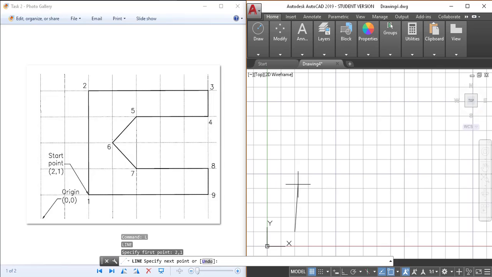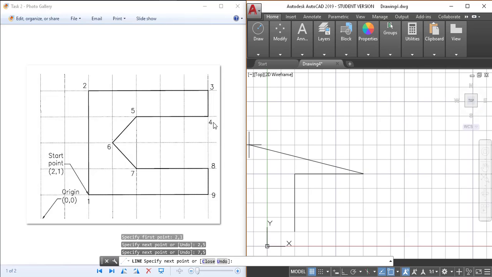Now we have to move to the second point. We will do the same steps which we did in task 1. In order to move to point 2, we have to move two boxes in x-axis and 5 boxes in y-axis. So 2 comma 5. In order to move to point 3, we have to move 1 2 3 4 5 6 7 boxes in x-axis and 1 2 3 4 5 in y-axis.